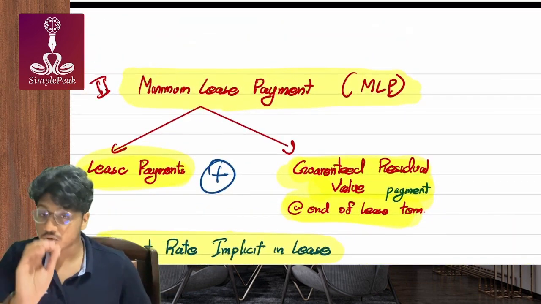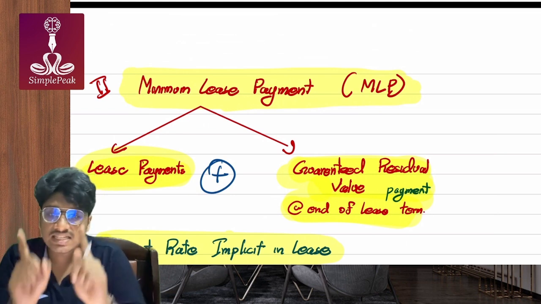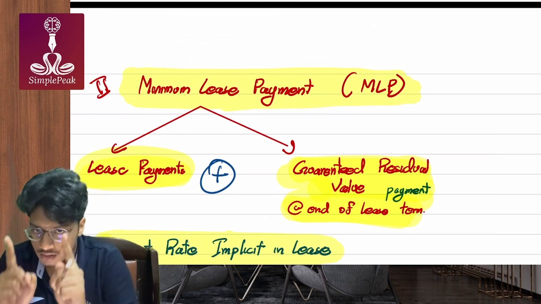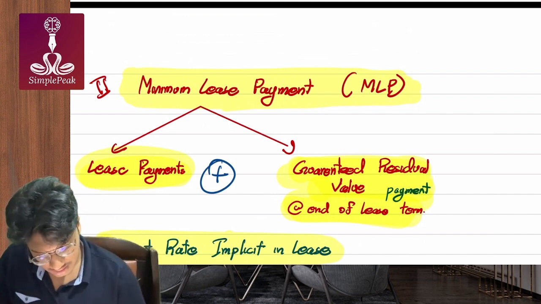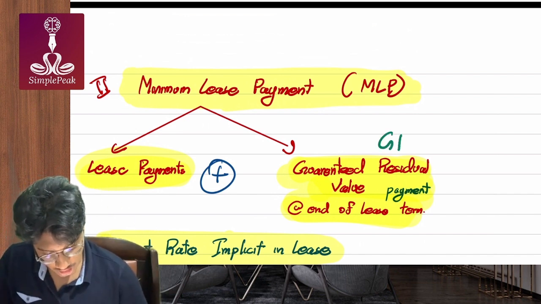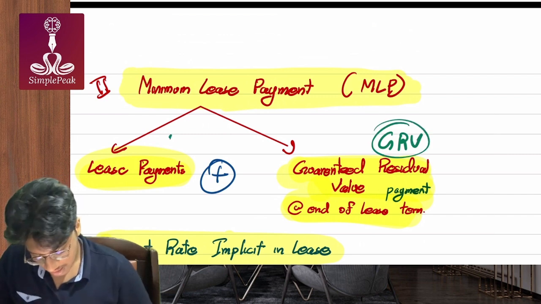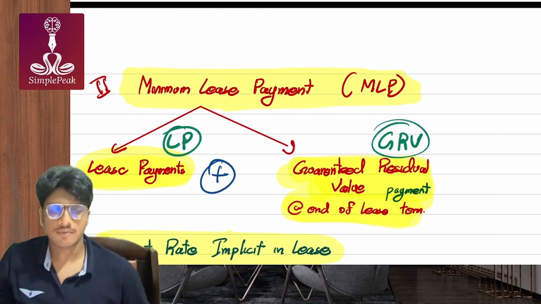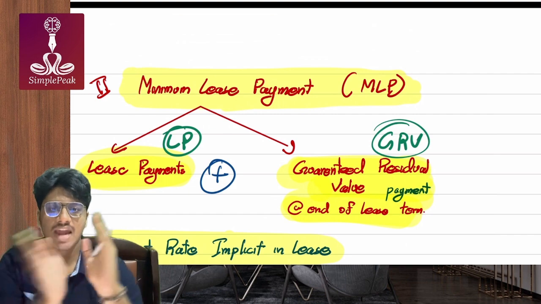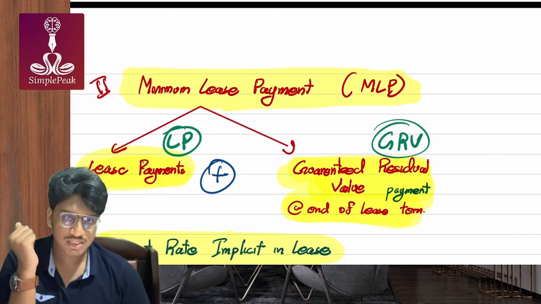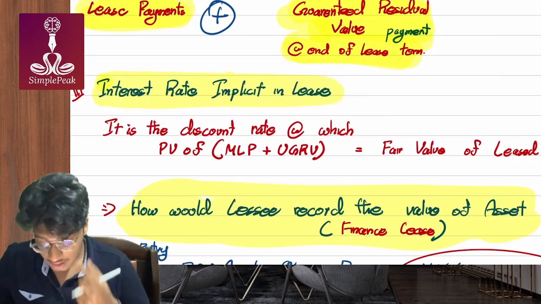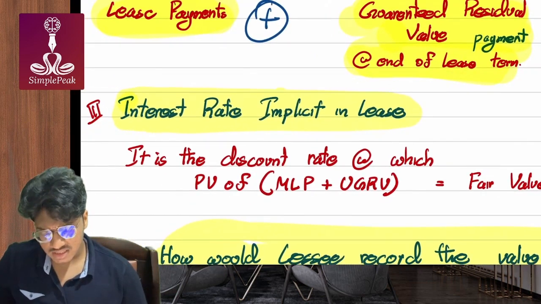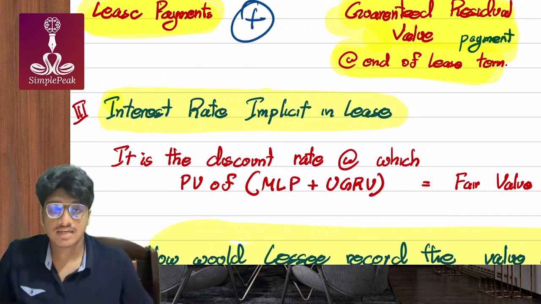I hope that's clear. So minimum lease payment is a summation of lease payment and guaranteed residual value. You can use the term GRV. LP and GRV: the summation of lease payment and GRV is what the minimum lease payment means. Now the next part is interest rate implicit in lease.